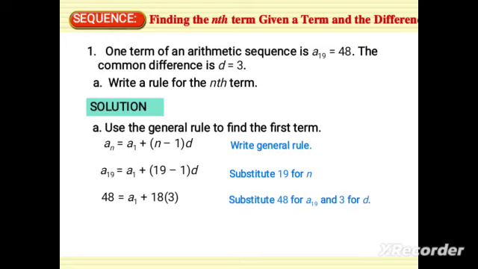So we shall have 48 minus 54 is equal to a, this is 54. Yeah, we were given the common difference, which is 3. So finding the first term is going to be easy. So you solve for a, and we find out that a is negative 6.